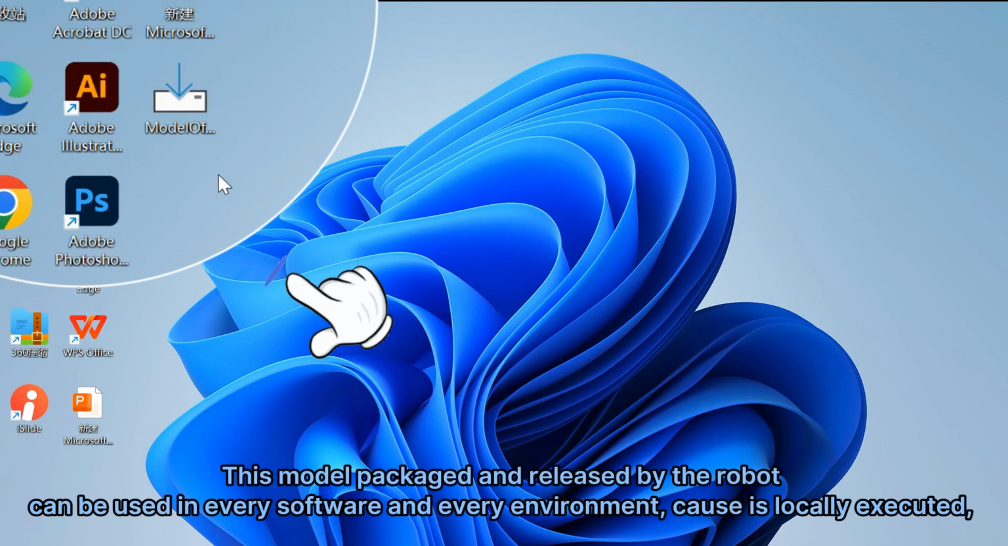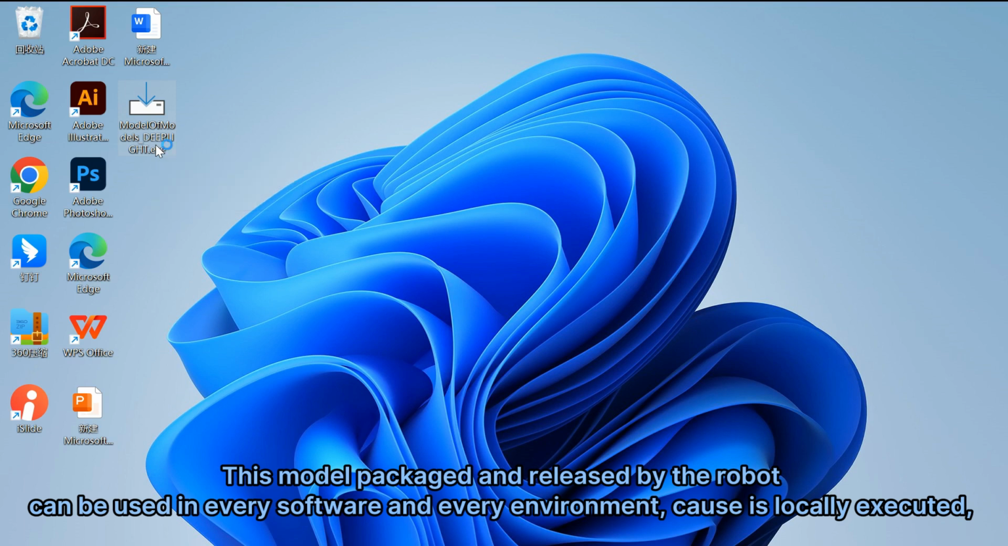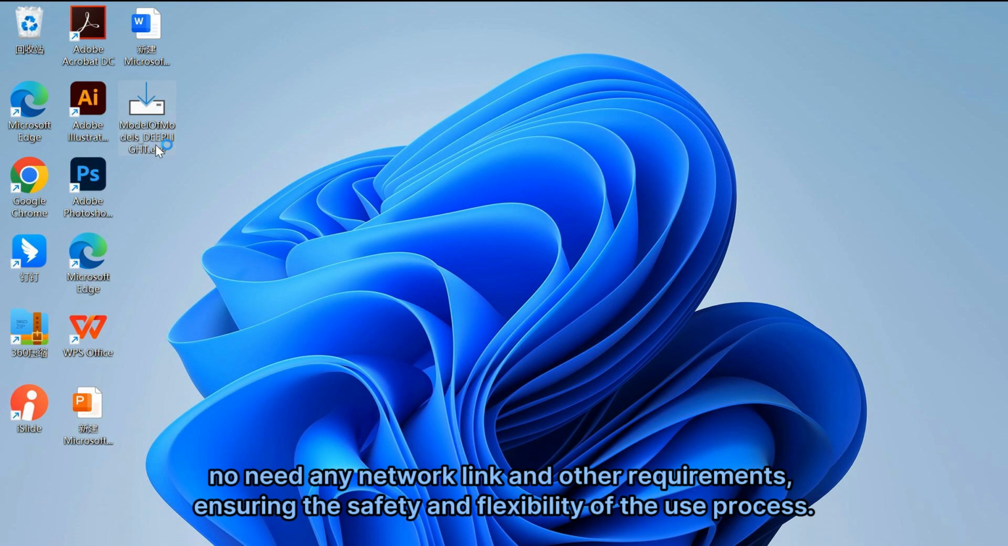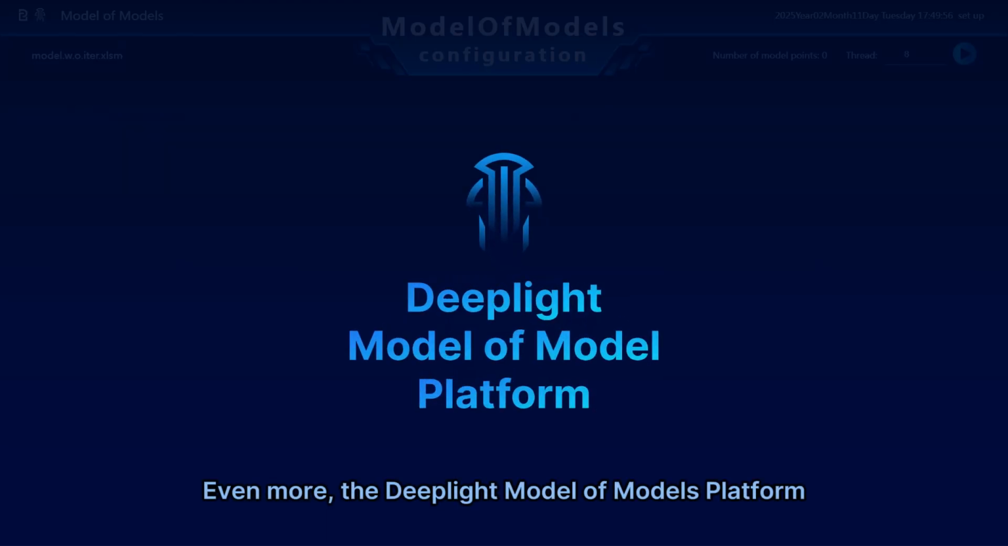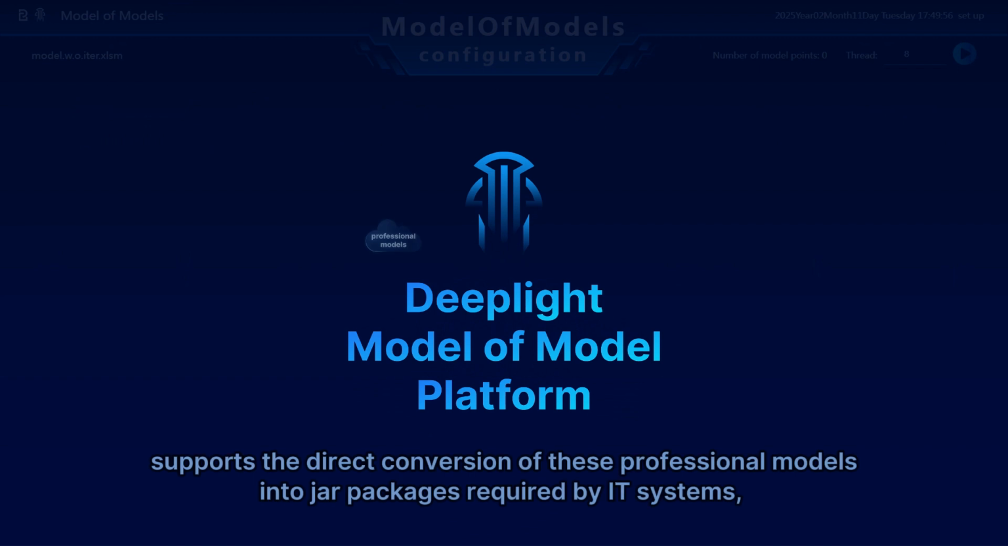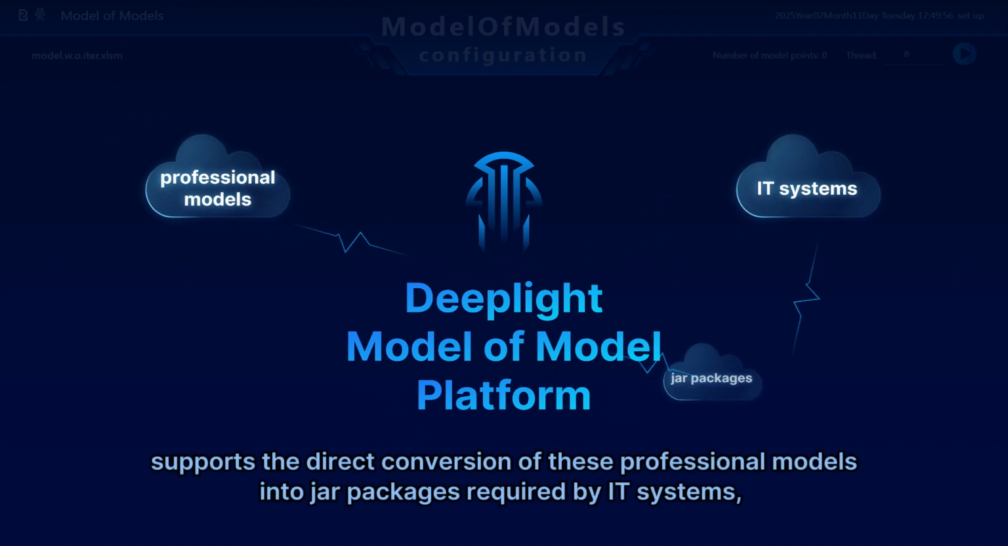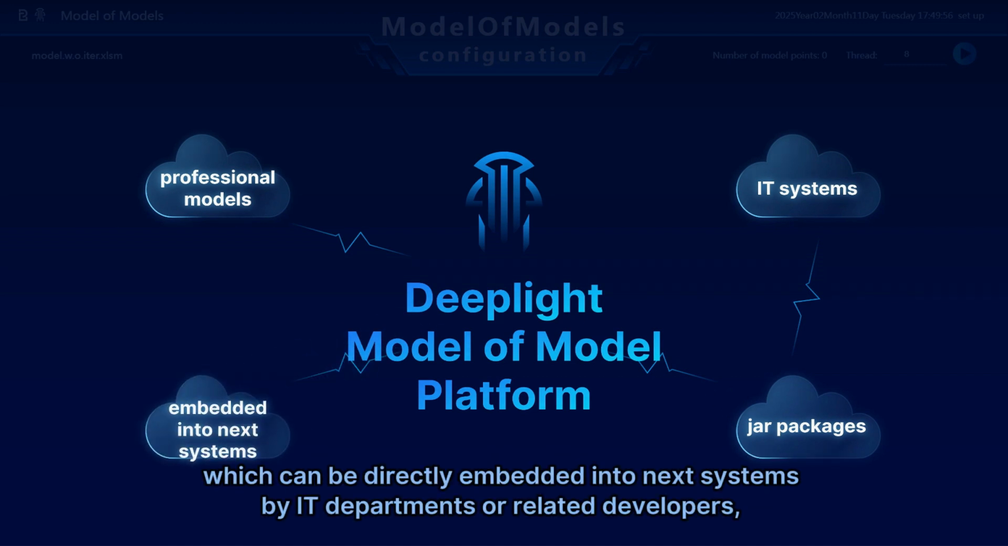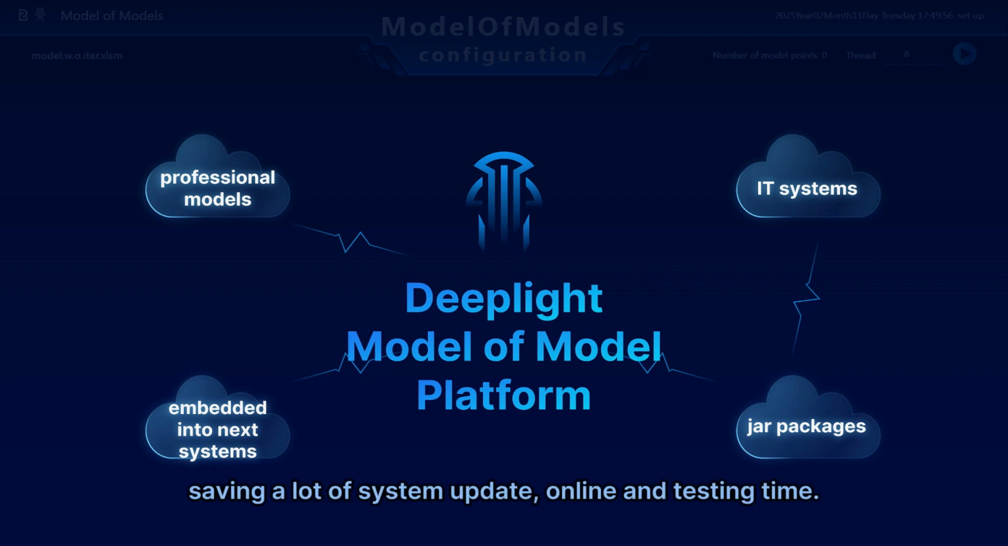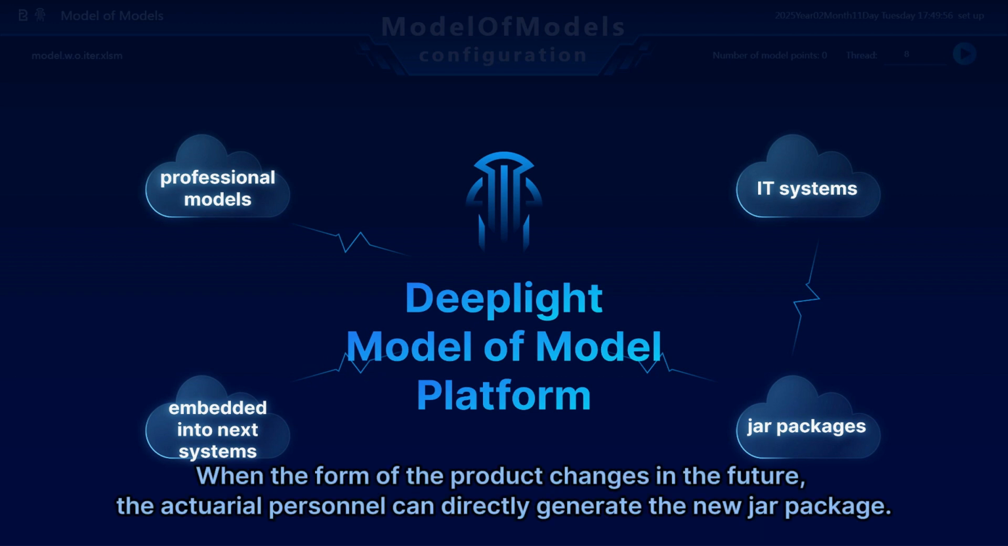This model, packaged and released by the robot, can be used in every software and every environment, because it is locally executed, with no need for any network link or other requirements, ensuring the safety and flexibility of the use process. Even more, the Deeplight model of models platform supports the direct conversion of these professional models into jar packages required by IT systems, which can be directly embedded into other systems by IT departments or related developers, saving a lot of system update, online and testing time. When the form of the product changes in the future, the actuarial personnel can directly generate the new jar package.